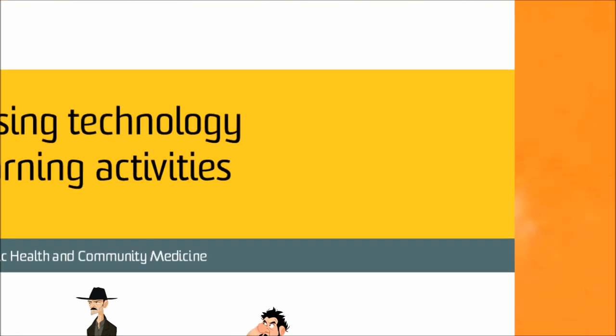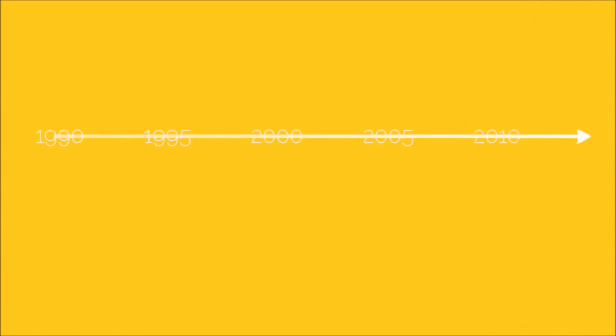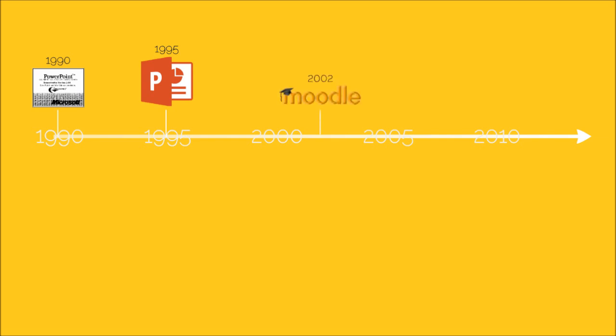Firstly, we'll have a look at the last 20 years. The first version of Microsoft PowerPoint was released all the way back in 1990, though it was not until 1995 with the version of PowerPoint for Windows 95 that it became ubiquitous. Moodle was first released in 2002, and the MOOCs were only released last year.